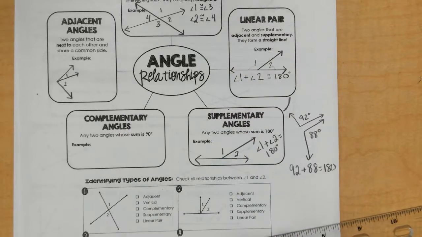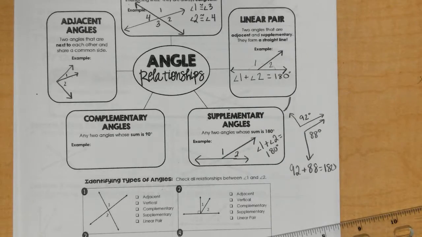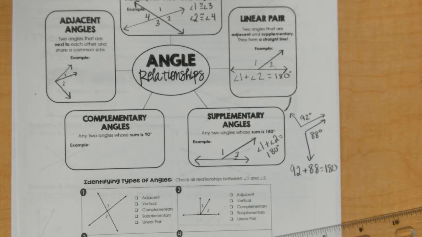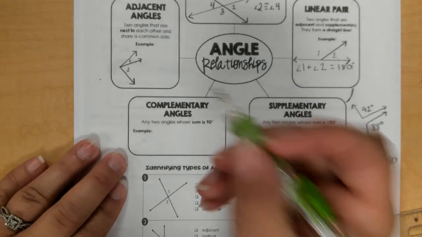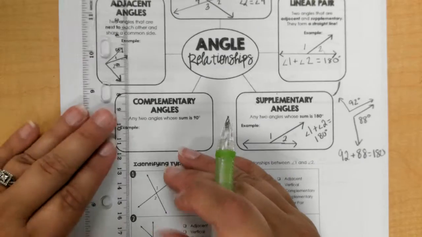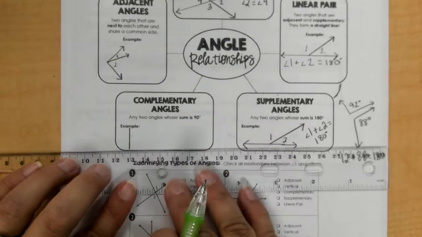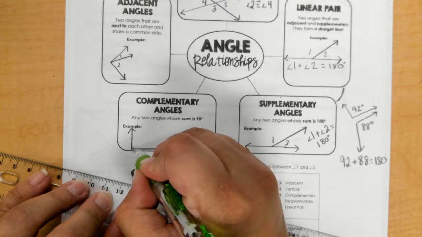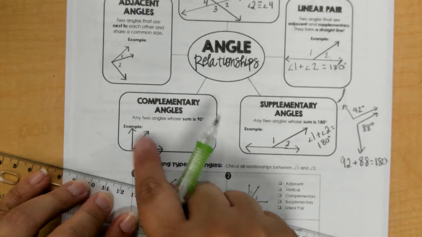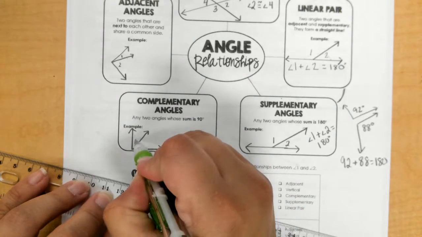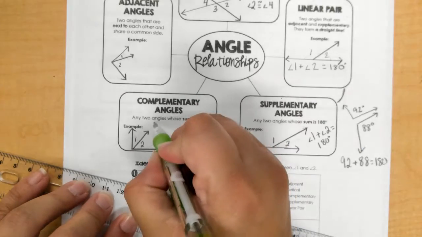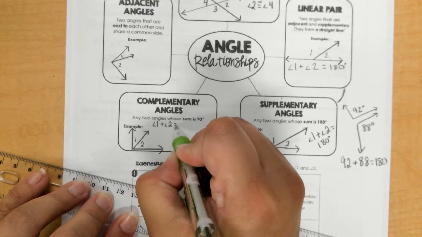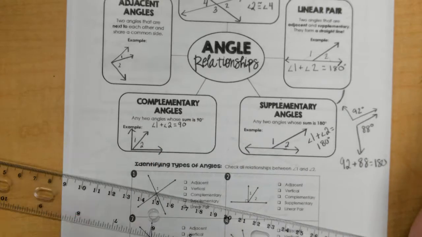Now, for complementary, let me try to focus this really quickly here. For complementary, it says any two angles whose sum is 90. Okay, so for this one, we would have a picture of a right angle. And what happens is that you have a ray coming from the vertex here. And you would say that angle 1 and angle 2 add to be 90. Okay?